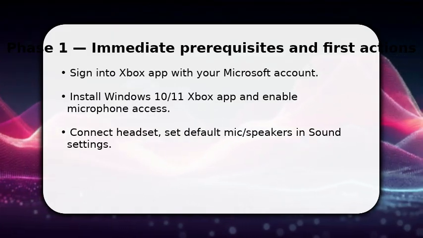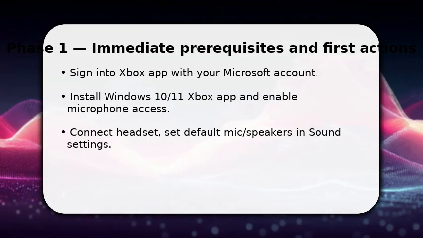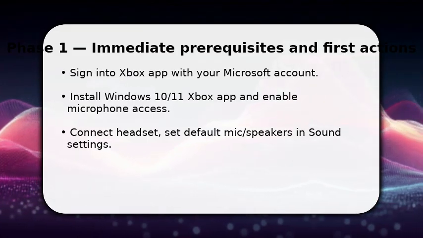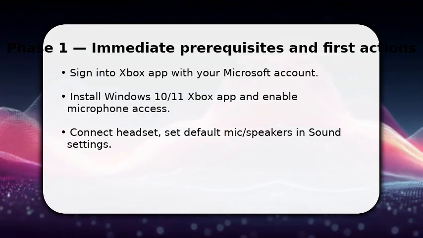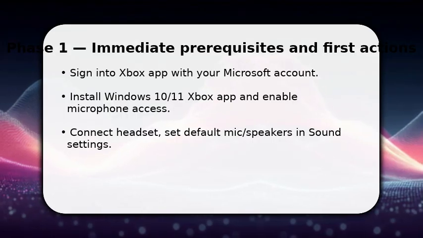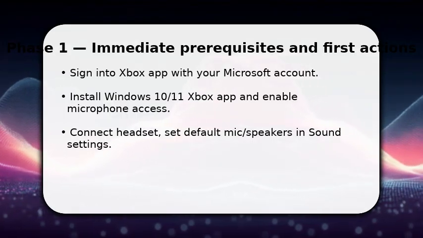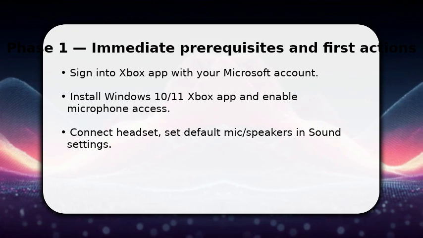Next, plug in or pair your headset, then open Windows sound settings and set your device as the default input and output. Doing this first avoids connection delays and prevents muted audio later. Now you're ready to open the app and create or join a party.